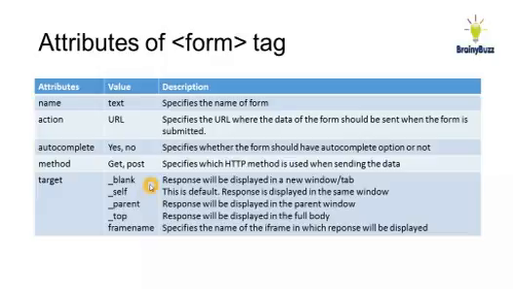One will be blank, that means the response will be displayed in a new window or a new tab. The self value is the default one, that means the form will be displayed in the same window. Then you have parent, then the response will be displayed in the parent window, and top, the response will be displayed in the full body. The frame name, like you have seen in the frameset tutorials, you will give the name of the frame over here in which you want your response to be displayed.